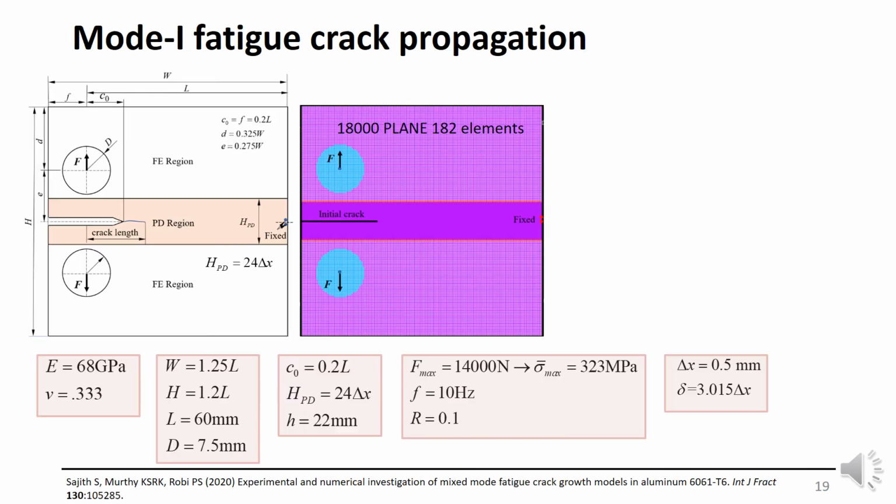So I have two numerical results. One is mode 1 fatigue crack propagation. Here you can see we have the finite element region and the peridynamic region. The applied maximum load is 14,000 Newton, the frequency is 10 Hertz, and the load ratio is 0.1. This is our peridynamic region. The grid spacing is 0.5 millimeter, and the horizon size is 3 times the spacing.